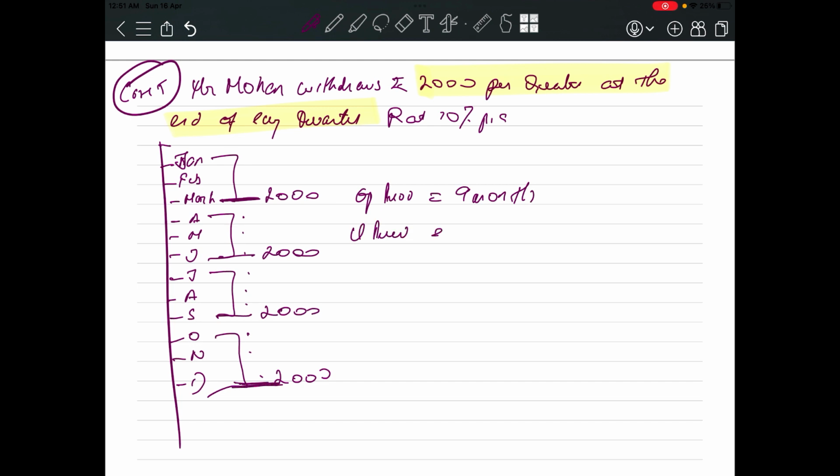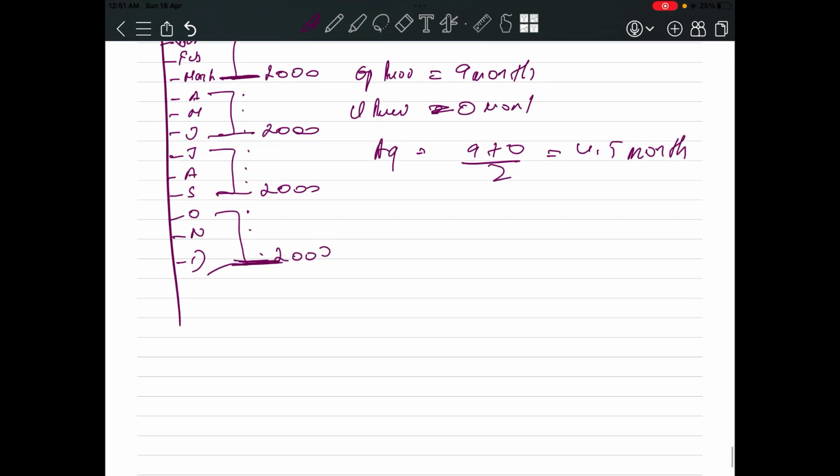See, the last withdrawal is on 31st December. So will there be any closing period? Will there be any month after December for which we will calculate the interest on drawings? No, it will be 0 month. Okay, so if I have to calculate average, what will be the average? 9 plus 0 divided by 2, it will be 4.5. So we will calculate interest on drawings for 4.5 months.